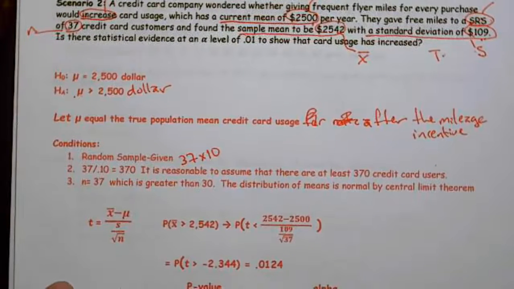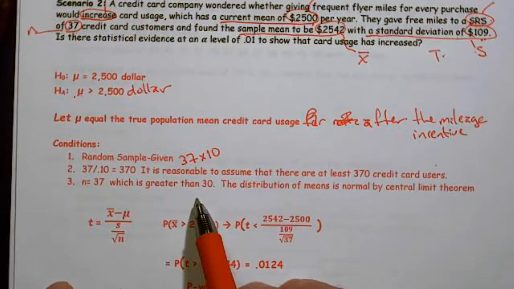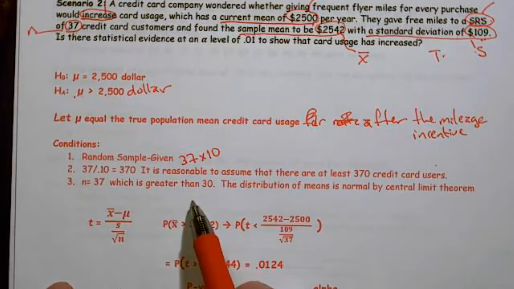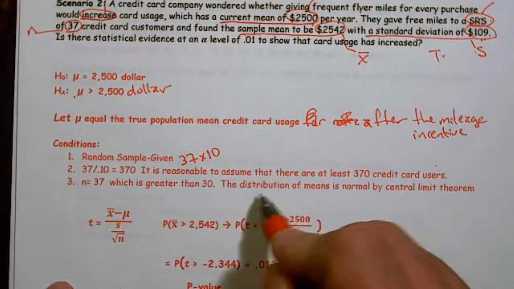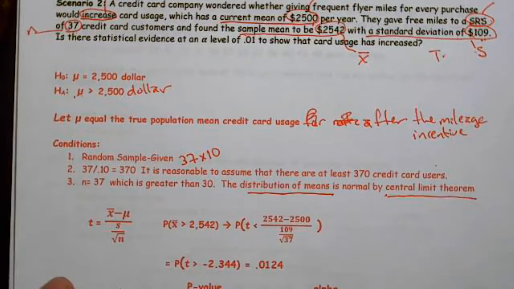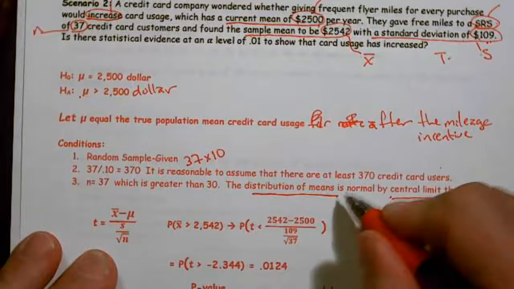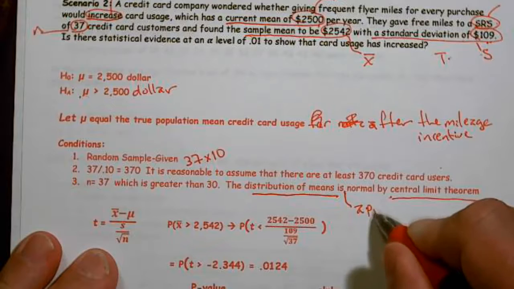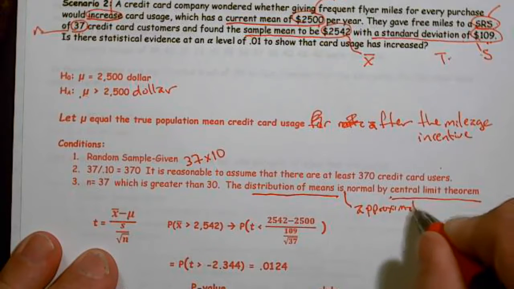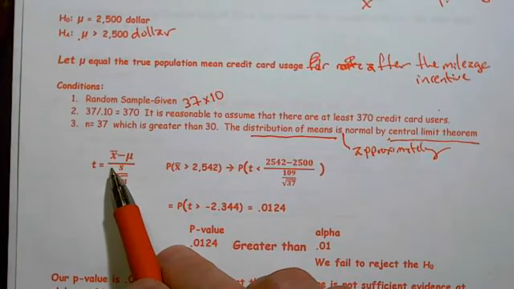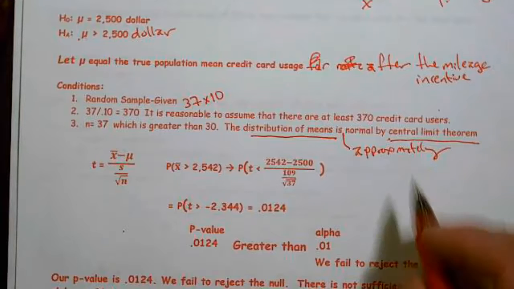Number 3, our sample size is 37, which happens to be greater than 30. So the distribution of means, and it's really important you state it like this, is approximately normal by central limit theorem. Please do not abbreviate it, and please make sure you use the word approximately. They will dock you points if you don't. Since it's a T statistic, we're just going to write down our T formula: X bar minus mu, over S divided by the square root of N.